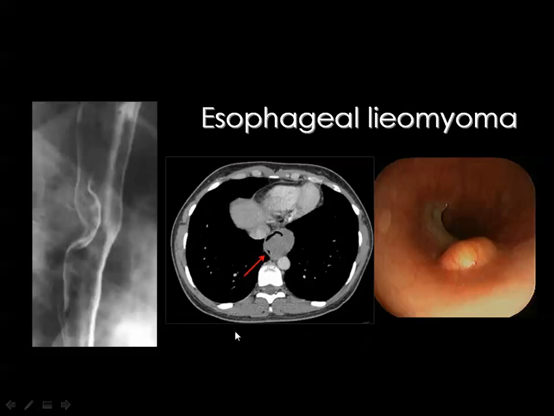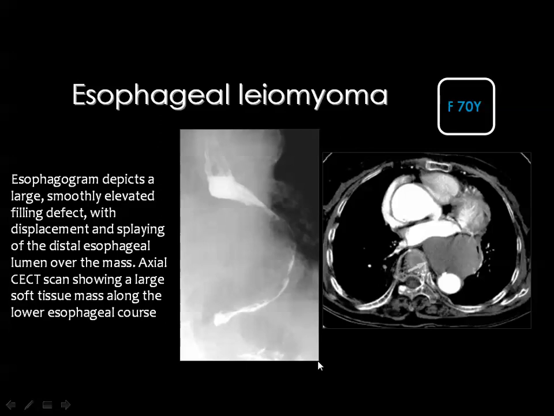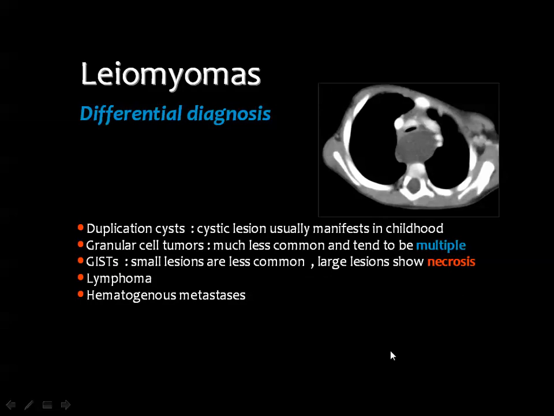And this is a good example by barium esophagography, and by CT you see the stretching of the air-containing esophageal lumen on the surface of the tumor. And this is a huge leiomyoma showing significant compression of the esophageal lumen, which is seen here stretched over the outer surface of the mass.